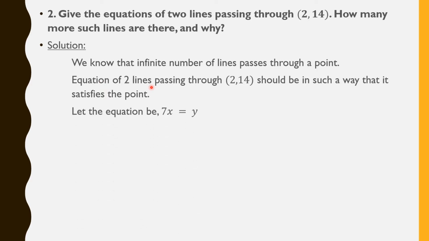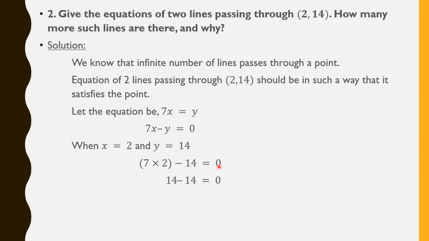Let the first equation be 7x = y. 7x = y means 7x - y = 0. Now substituting x = 2 and y = 14 in 7x - y = 0, I will get 7 into 2 minus 14 equals 0. That means 14 minus 14 equals 0, which means 0 = 0. Therefore, LHS equals RHS. Therefore, the point (2, 14) satisfies 7x = y. So this point lies on 7x = y.